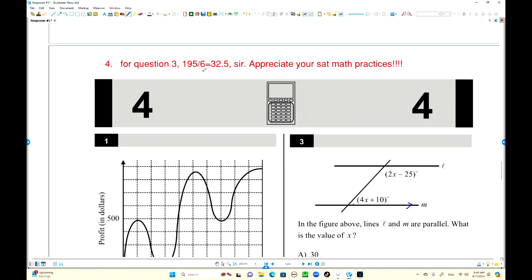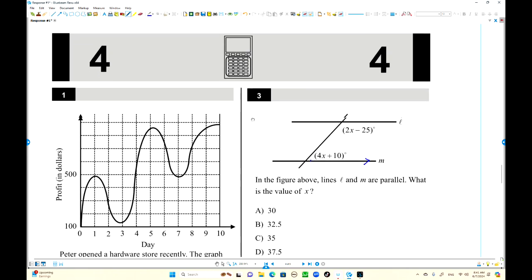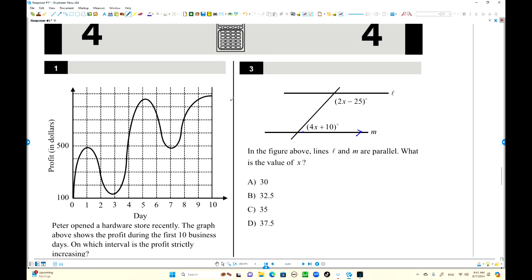Okay, here we go. 195 over 6 is 32.5. Yeah, that's the answer. Okay, anyway, we're going to try this one, okay?